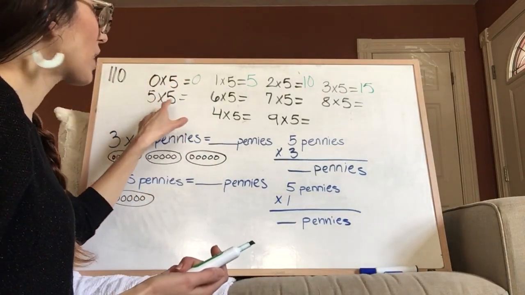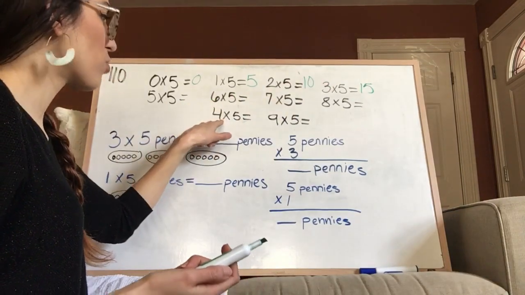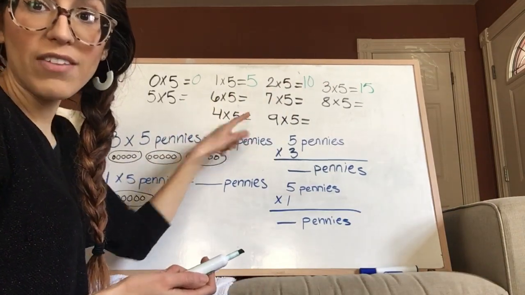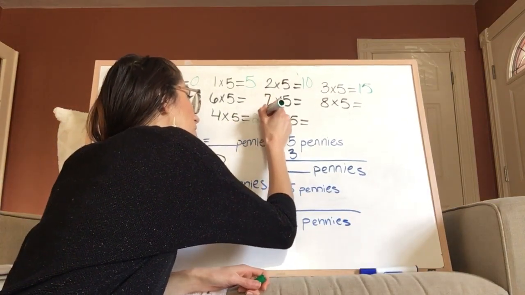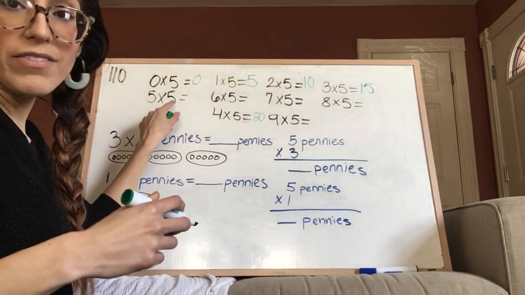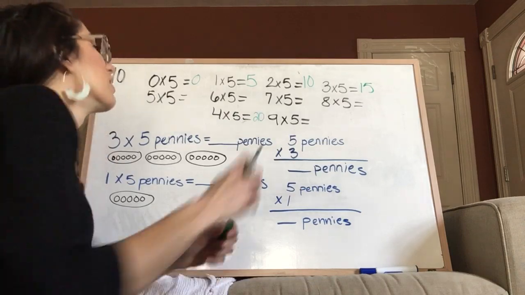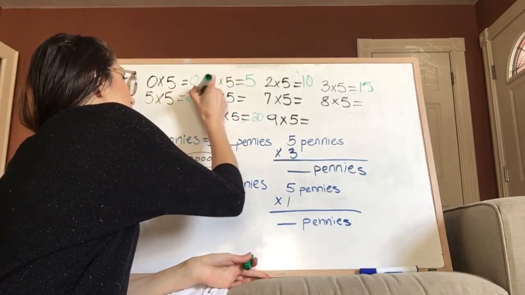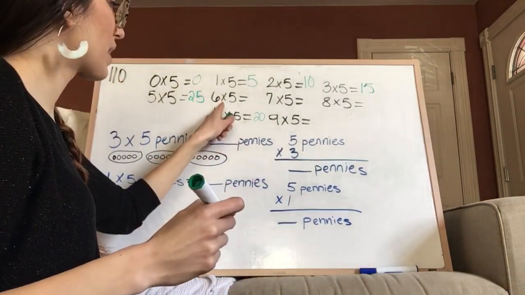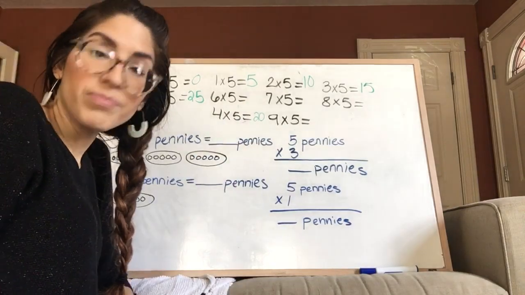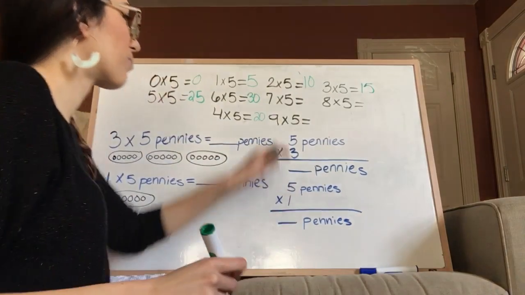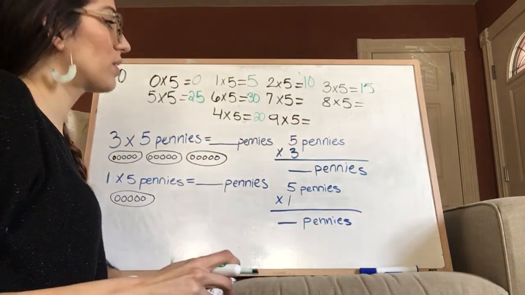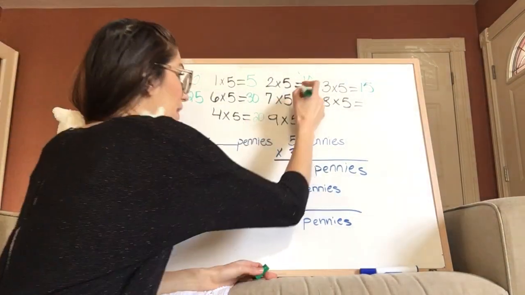So the next one, I don't see 4. Oh yeah, right here. 4 is right here. So ready? 4 times 5 equals, good, and that's 20. And then we have 5 times 5 equals, that's 25. 6 times 5 equals, and that's 30. Good. 7 times 5 equals 35.